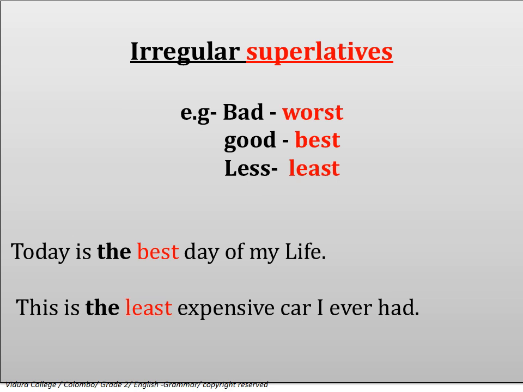Irregular superlative adjectives. Just like a small number of comparative adjectives, we have a small number of irregular superlative adjectives as well. A small number of adjectives are irregular in the way they make superlative forms. Irregular adjectives use completely different forms. Now let's look at some of the examples for irregular superlatives. Bad, worst, good, best, less, least.